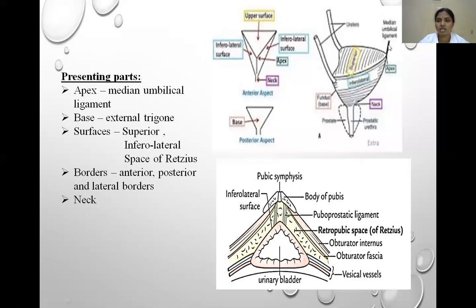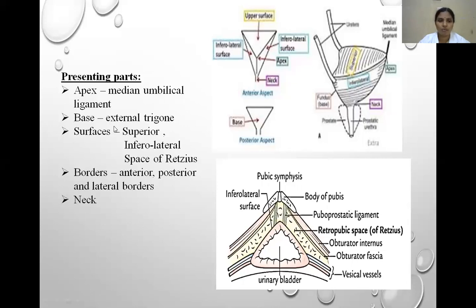So what is that remnant? In the form of ligament, which is known as median umbilical ligament. So what is the extent of the ligament? It extends from the apex. So the apex of the urinary bladder is connected to the umbilicus by means of this median umbilical ligament.